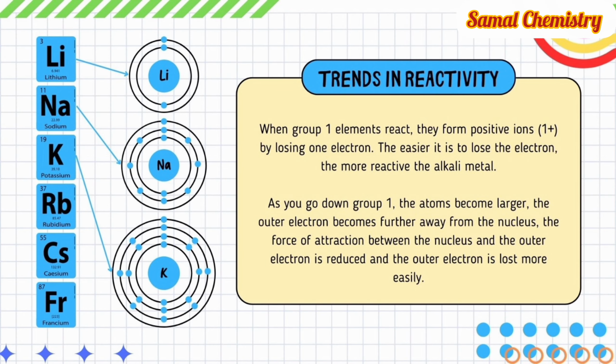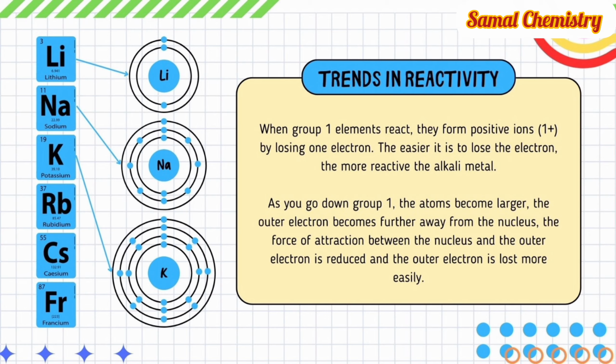Trends in reactivity. Now let us understand the trend in reactivity of alkali metals. When group 1 elements react, they form positive ions, 1+, by losing one electron. The easier it is to lose this electron, the more reactive the alkali metal becomes. As we go down group 1, the size of the atoms increases.